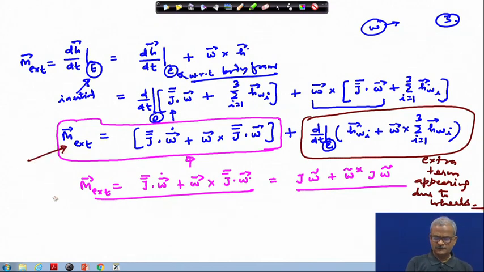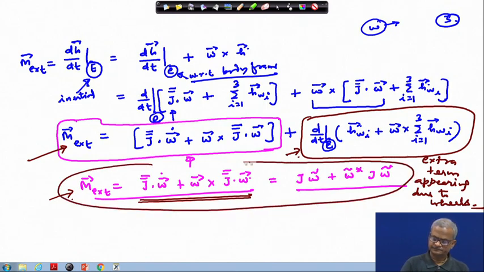This term is, as usual, the external torque applied on the system, and this is your basic Euler's dynamical equation. This part is your extra part. So, now we have done this part, we need to work out this part.